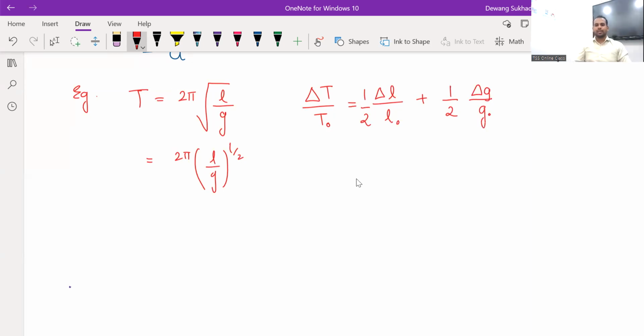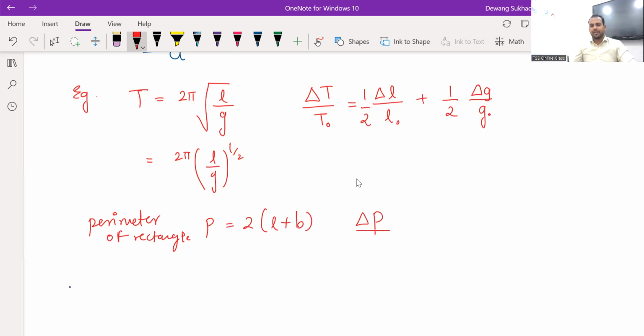So what if you have something like a perimeter of a rectangle? For a perimeter of a rectangle, you have to measure the length and the breadth twice. So the formula goes like 2 times length plus breadth. Now here I will specifically take the perimeter and answer. Since there is addition, I will add the length uncertainty twice and the breadth uncertainty twice.